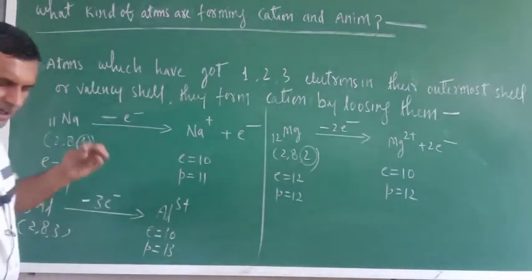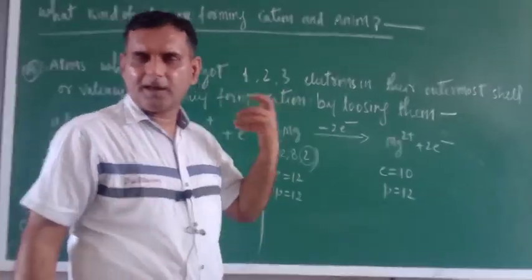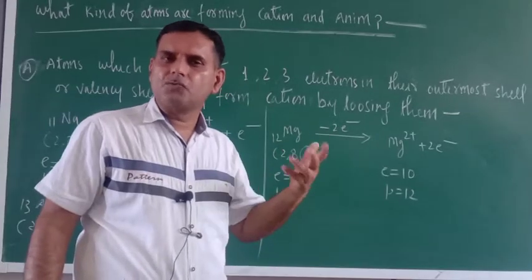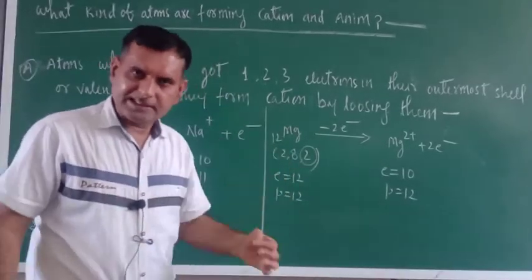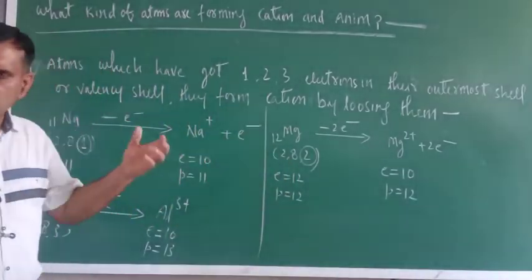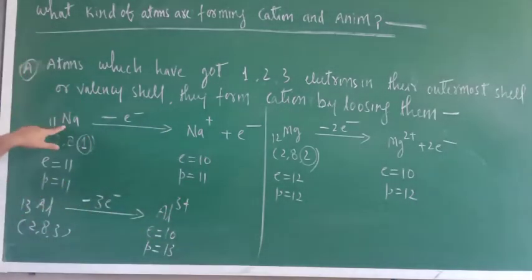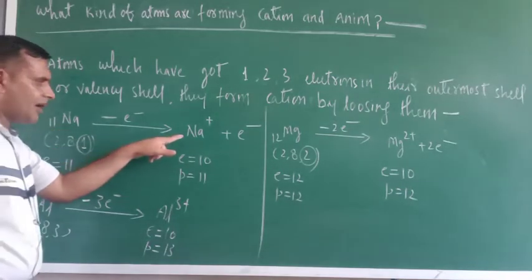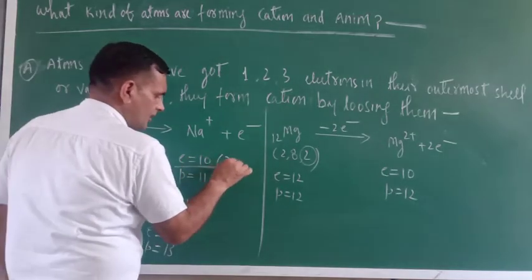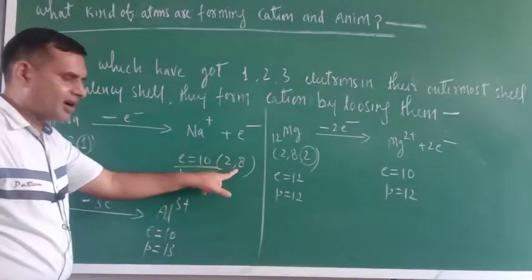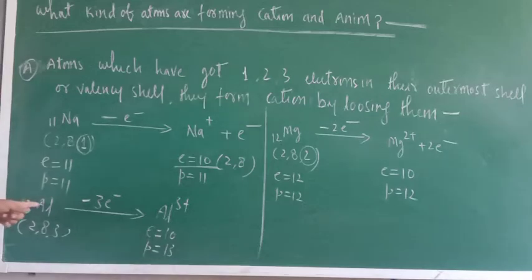Now just see, in this world no one is doing work without purpose. I am teaching you because I am getting salary. You are studying because you want to acquire knowledge so that you can get a good job, isn't it? Similarly, these atoms are also losing electrons to have 8 electrons in their outermost cell. Now try to understand. Sodium is losing 1 electron and forming Na positive. Now in Na positive, what is the total number of electrons? 10 electrons. So here 2, 8. Now it has 8 electrons in its outermost cell. Similarly, aluminium, just see, aluminium 13.